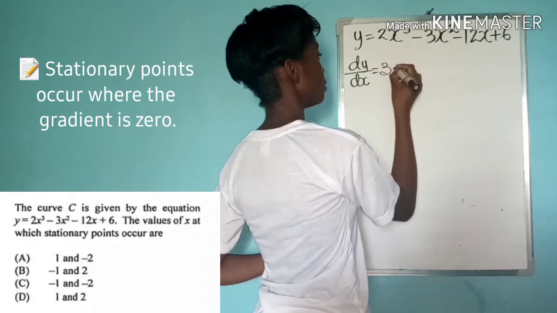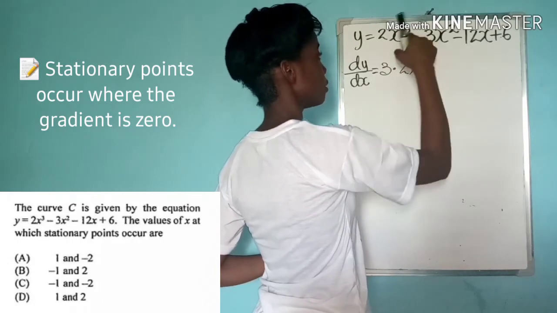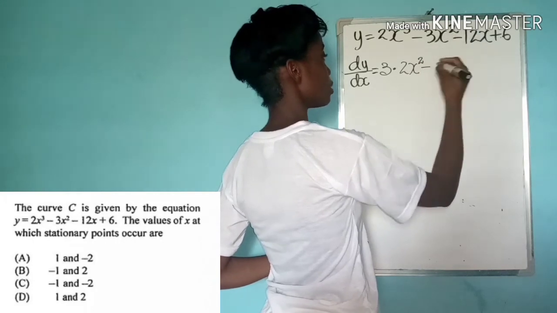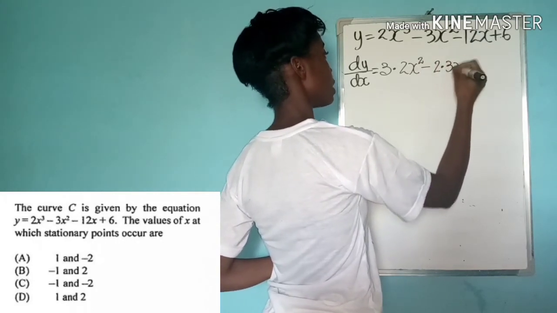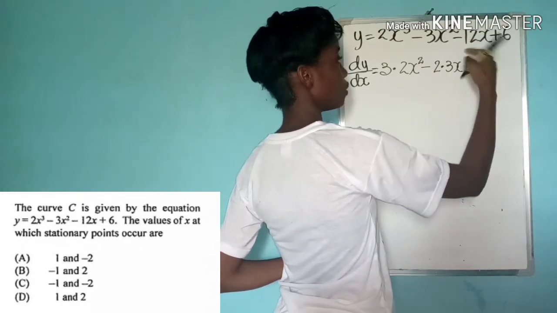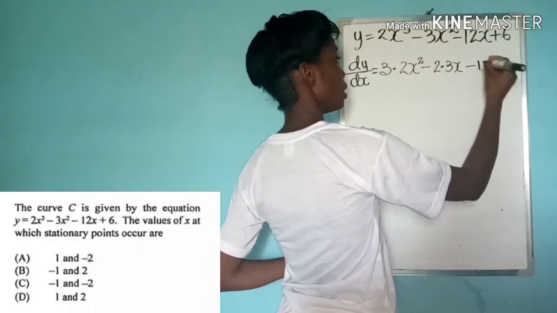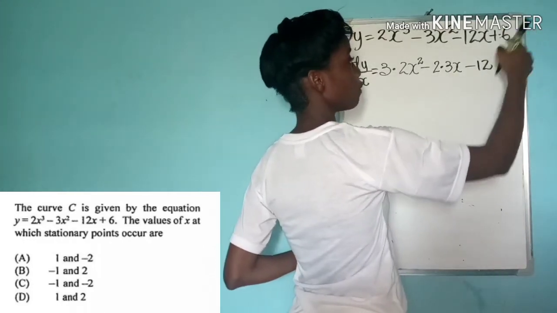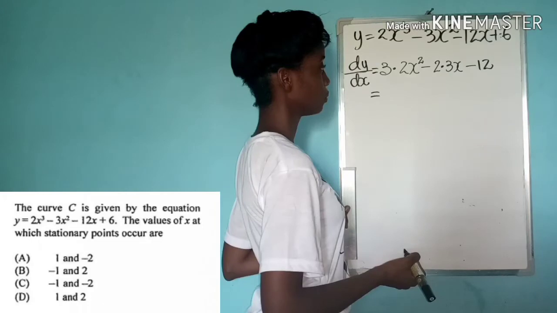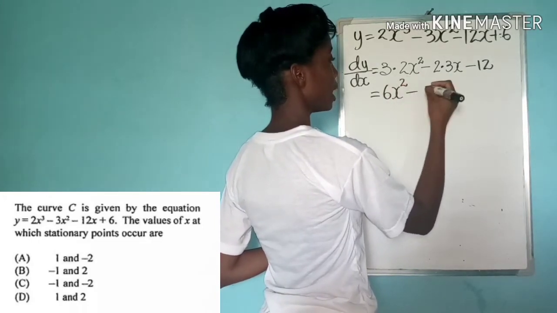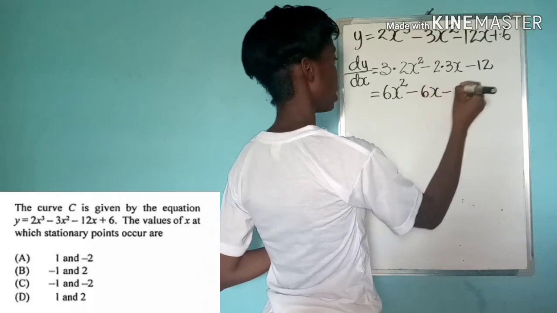So this is 3 times 2x, decrease the power by 1, and so that power is now 2, minus 2 times 3 times x, decrease the power by 1, so that's 1, minus the derivative of negative 12x is going to be negative 12, our power is also decreased by 1. And the derivative of our constant is 0. We will now simplify. So this is 6x squared minus 6x minus 12.